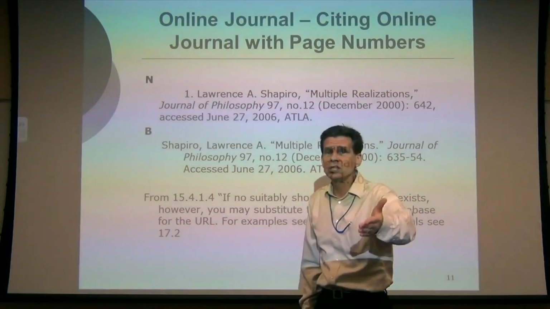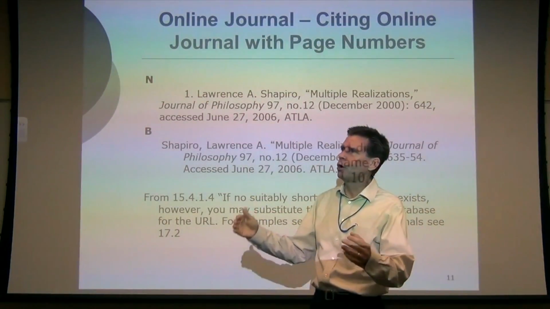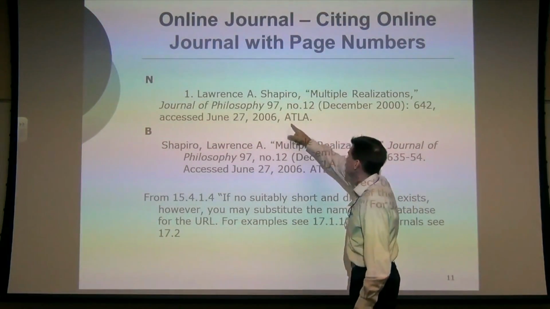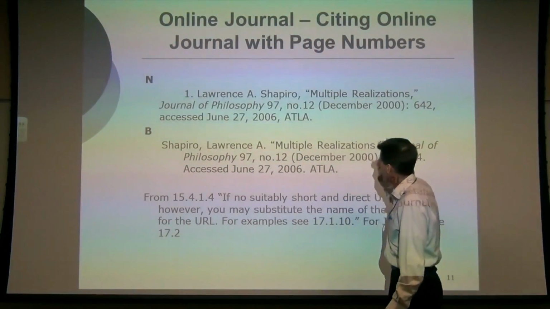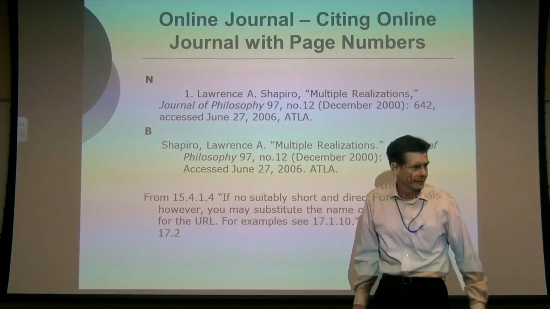But it might be the Religion and Philosophy collection. It might be ProQuest Religion. It might be Old Testament Abstract. But that is now valid to put that here at the end. Then it ends here with a period, ends here with a period. All right? That's the online journal.